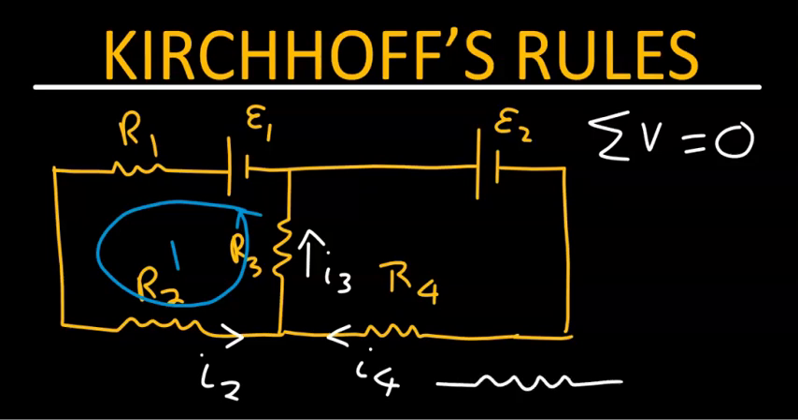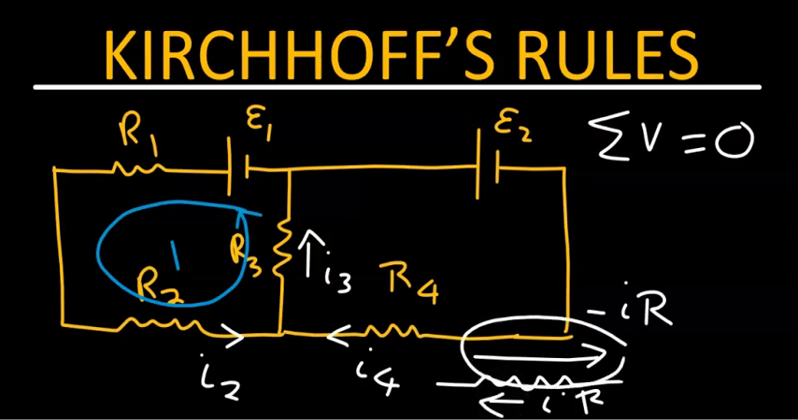When we have a resistor and the direction of travel is like that, the direction of the current through the resistor is in the same direction as the direction of travel, then the potential difference will pick up a negative sign, minus IR, where R here is the resistance of that resistor. However, if the direction of the current is opposite to the direction of travel, then the potential difference term across that resistor would pick up a positive term, namely positive IR.